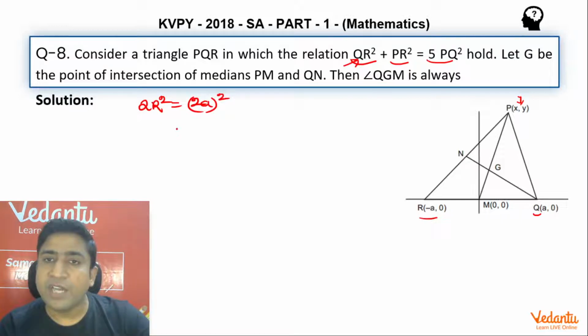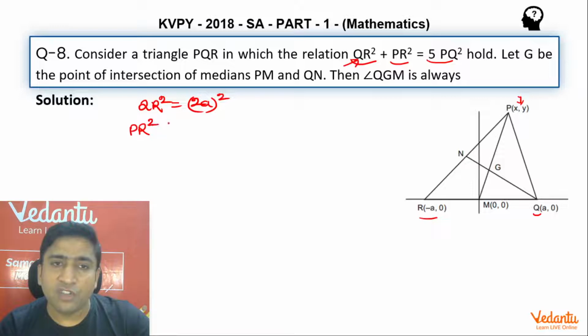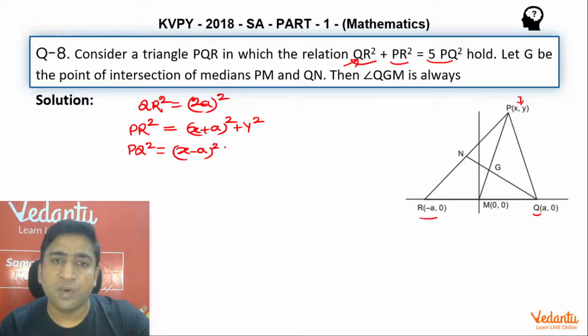How am I going to write down the value of PR square, bacho? If I want to write down the value of PR square, I'm going to utilize the distance formula, for which I'll write it as (x plus a) whole square plus y square. Same thing I'm going to write for the next one, that is PQ whole square. I'll just write it like (x minus a) whole square plus y square.